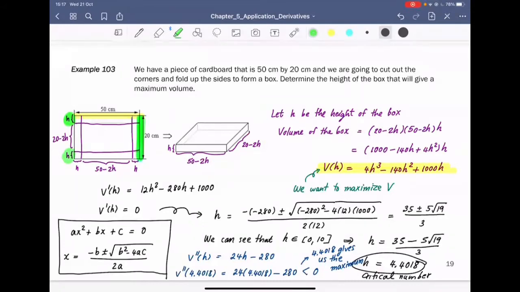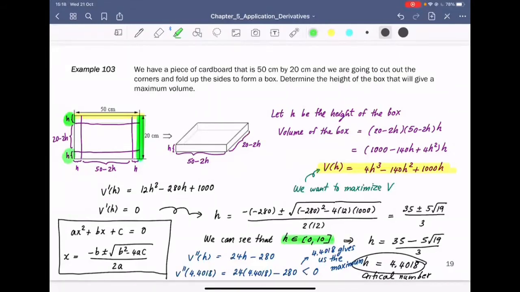So the maximum situation, I mean the extreme situation, is you let h be 10. If you let h be 10, then boom, 10 plus 10 is 20. So that means you didn't leave any length for the other side. So that is why h must be between 0 and 10. Hopefully that answers your question.